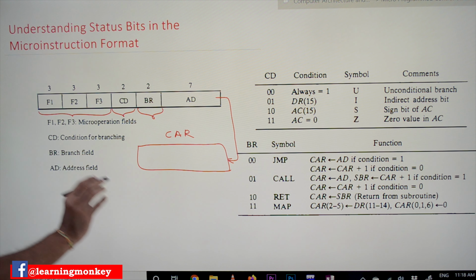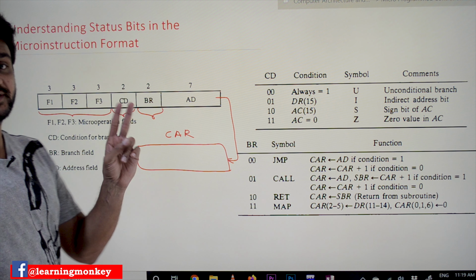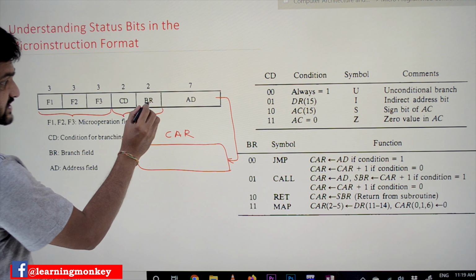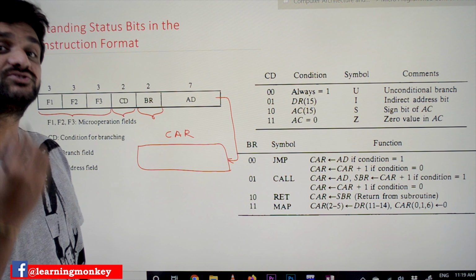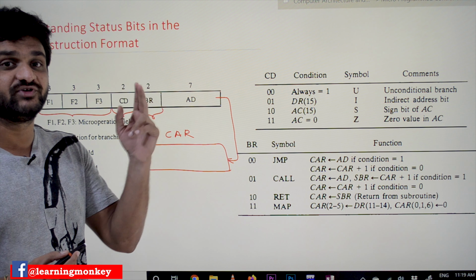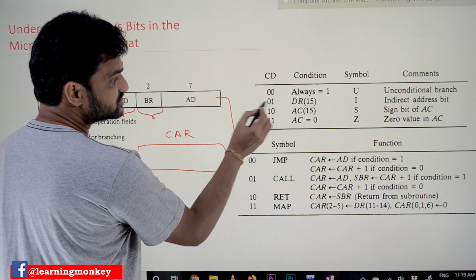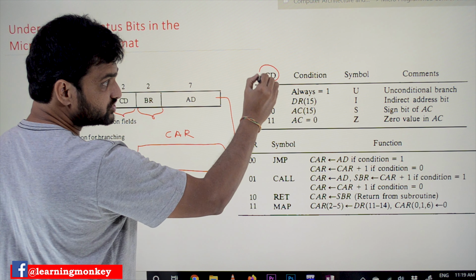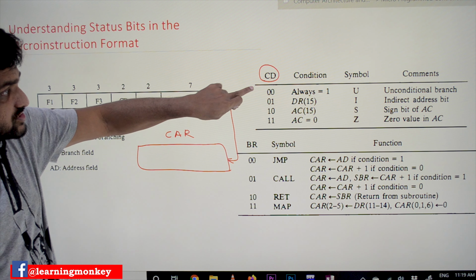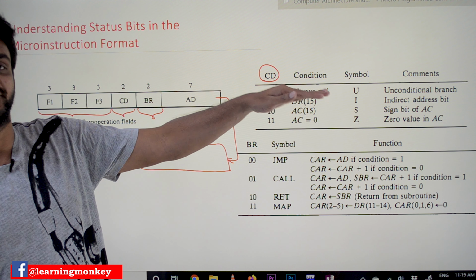Now coming to this, CD is a status field and consists of 2 bits, and BR is a status field that also consists of 2 bits. With 2 bits, how many combinations are possible? With 2 bits we can have 4 combinations: 0 0, 0 1, 1 0 and 1 1, and these are the combinations used for CD. What 0 0 represents is that it is always 1, so unconditional branching.